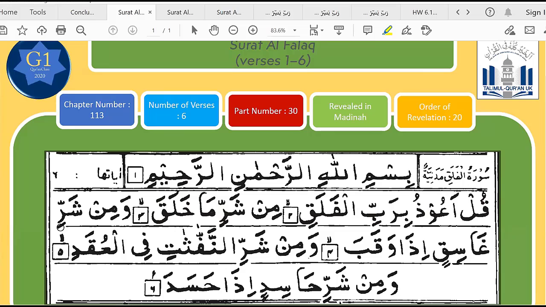Now we are going to go through the fourth verse. وَمِن شَرِّ غَاسِقٍ إِذَا وَقَبَ. Jazakallah, G1048.